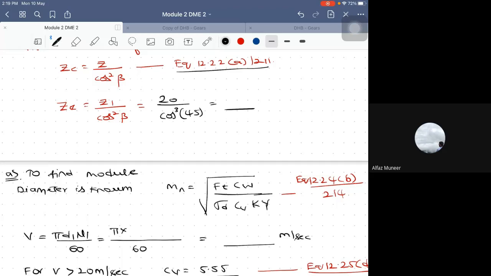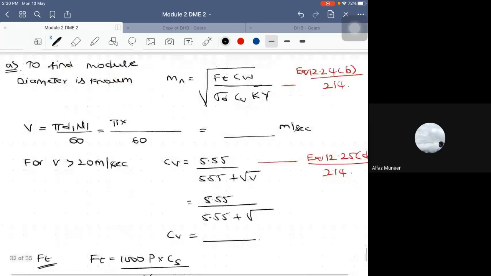56.56. How much? 56 point? Yes? 56. Okay. So just take it as 57. Go for the next higher value, because teeth cannot be half, no? Just go for 57 teeth. Okay. Once you calculate that, next go for the module calculation.